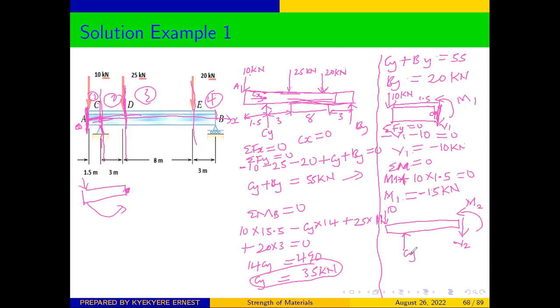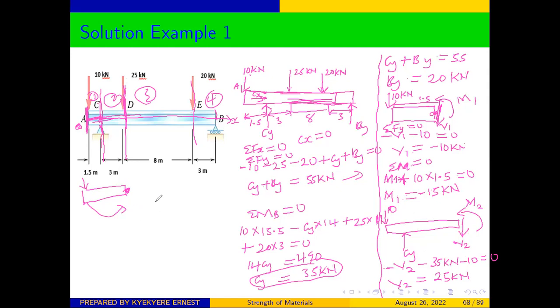So from here, we can get our shear force. We can say that negative V2, coming down, and CY is going up and CY is 35 kilonewtons. And this 10 is coming down also, so minus 10 should be equal to 0. And from there, when you go through the process, you find out that V2 will be equal to 25 kilonewtons.